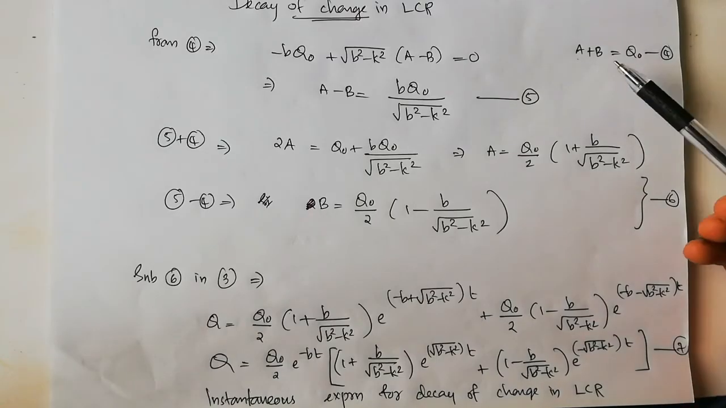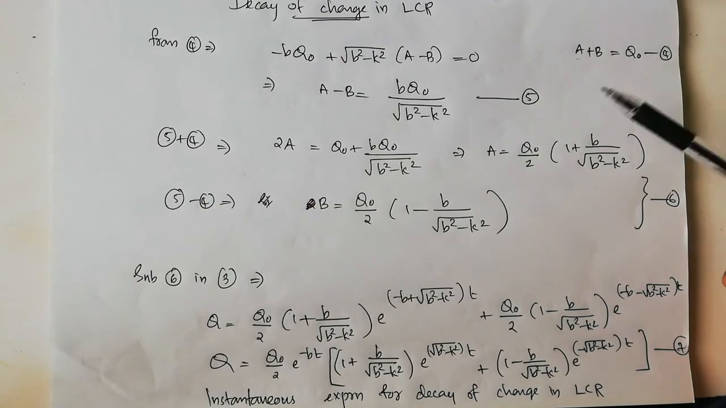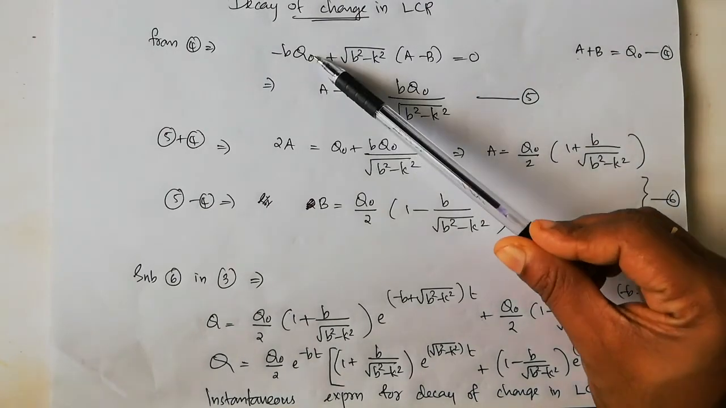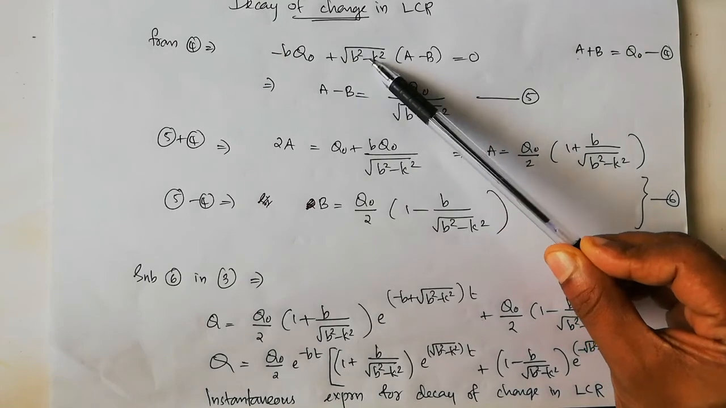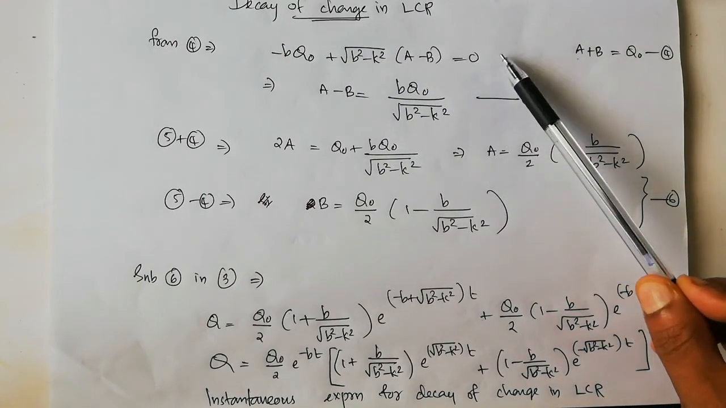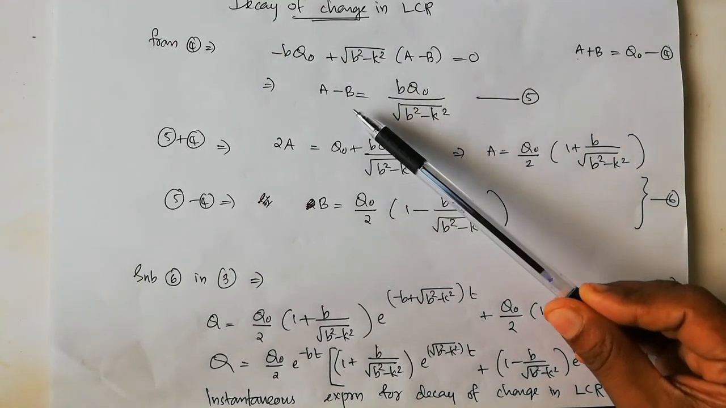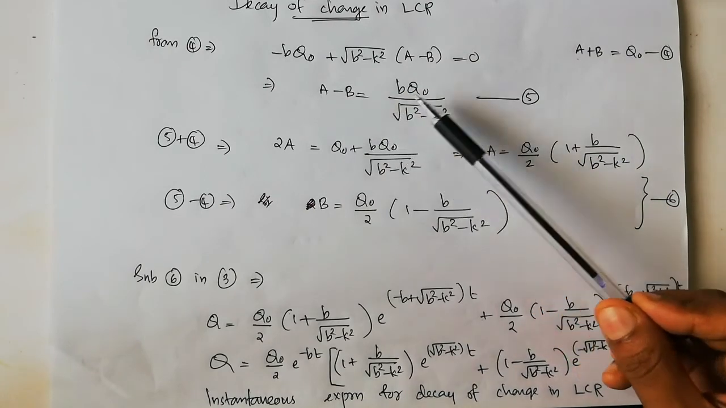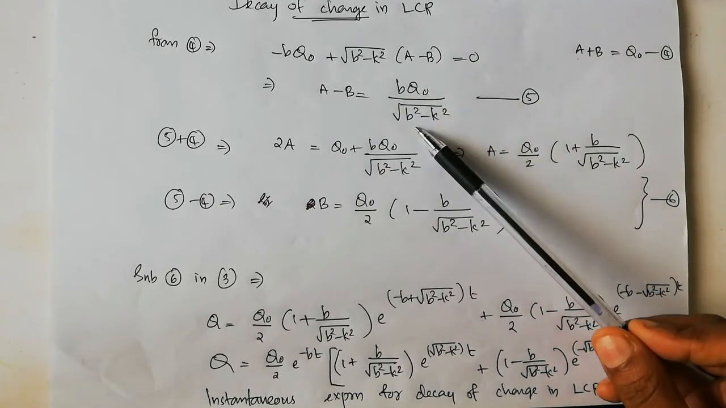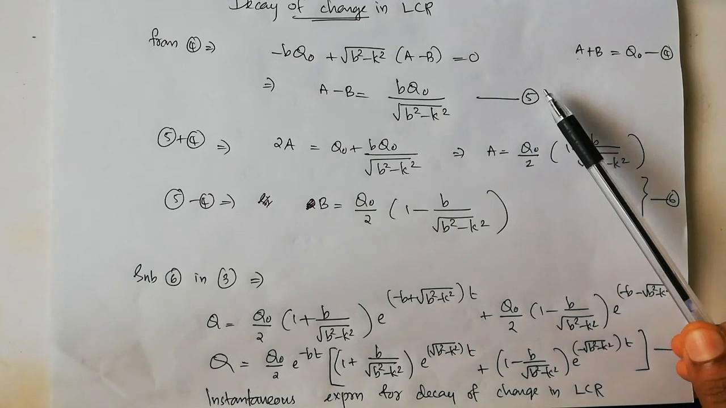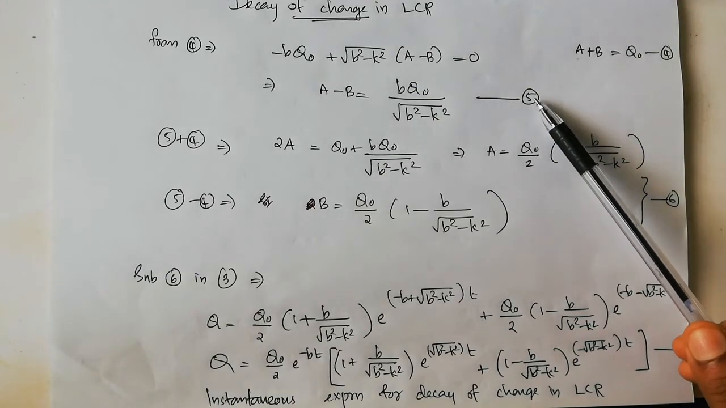Now we have from equation 4 a plus b is equal to q0. So we can substitute here minus b q0 plus root of b square minus k square into a minus b will be equal to 0. By rearranging, a minus b is equal to b q0 by root of b square minus k square. Substitute it as equation number 5.